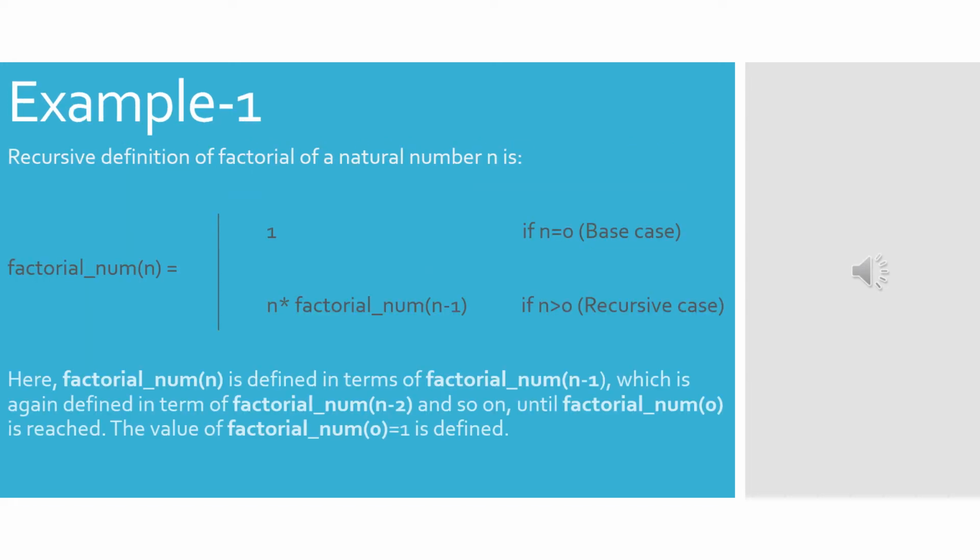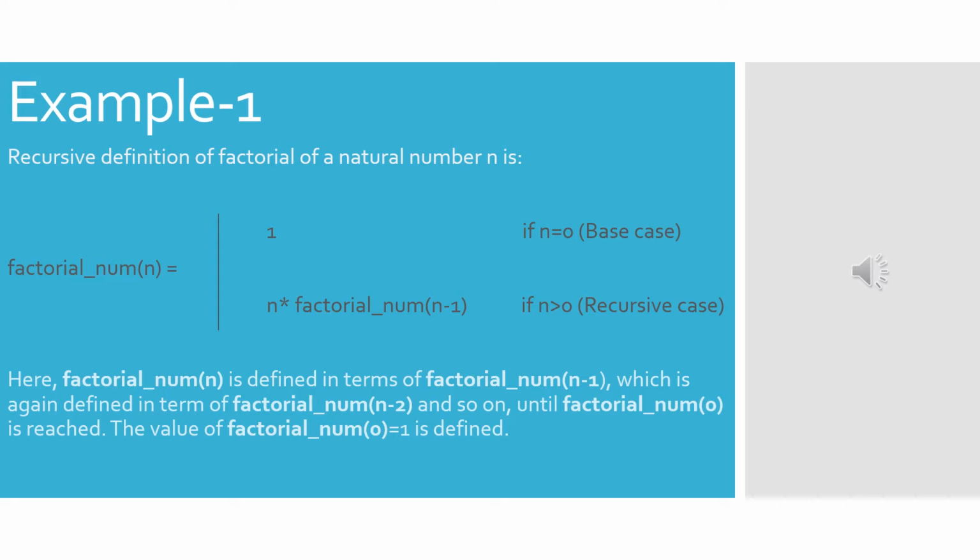Now let us understand recursion better with the help of an example. So this is a recursive definition of factorial of natural number n. We already know how to find the factorial of a number using iteration, that is loop. Here we will do the same using recursion. Here it is divided into two cases. If n is equal to 0, then the value to be returned is 1, that is the base case. And if n is greater than 0, then the value to be returned is n into factorial of n minus 1, that is the recursive case.